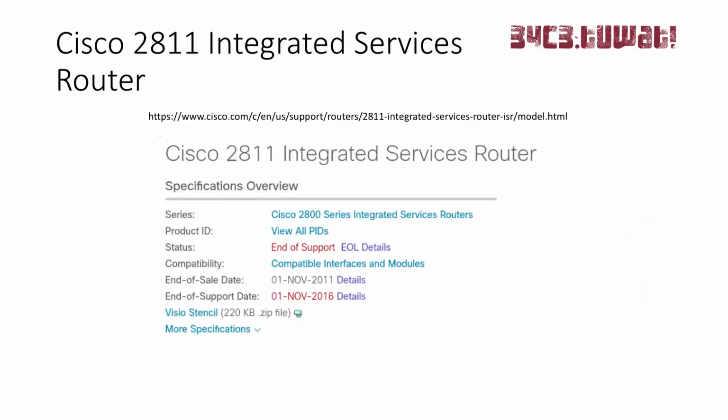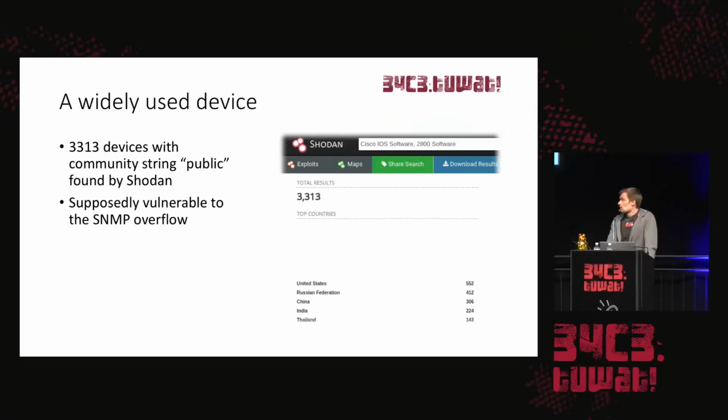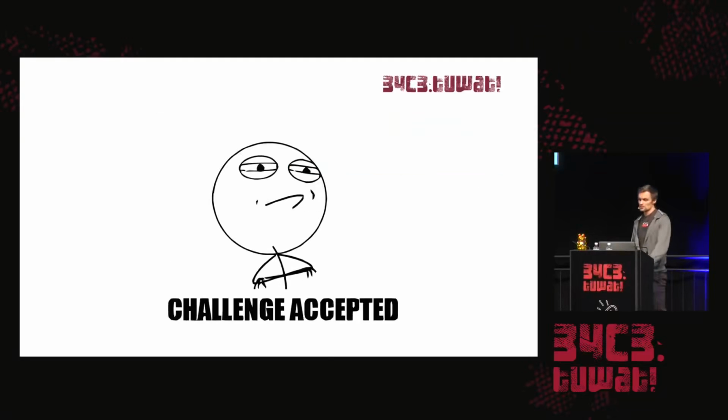It's not supported. So the last patch for it came out in 2016, and to remind you, the advisory for the SNMP overflow appeared in June 2017. But nonetheless, this is still a widely used device. If you search for the SNMP banner on Shodan, you will find at least 3,000 devices with the SNMP service available with the default public string. So these devices are all supposedly vulnerable to the SNMP overflow. The question is whether we can build a remote code execution exploit for it.